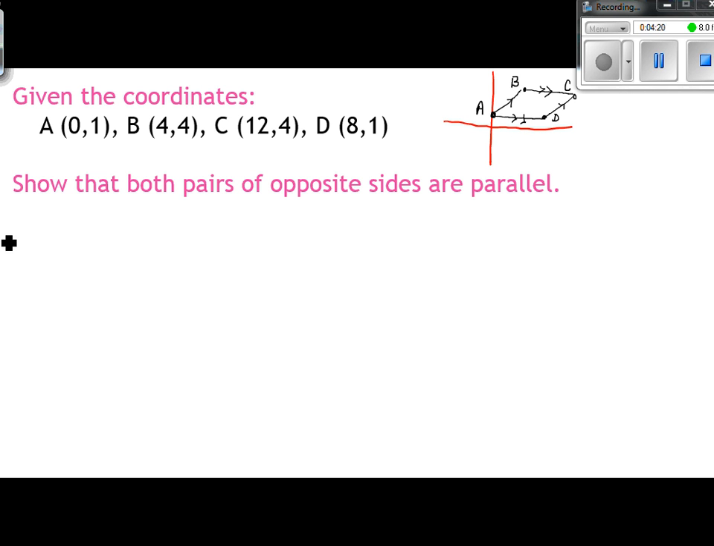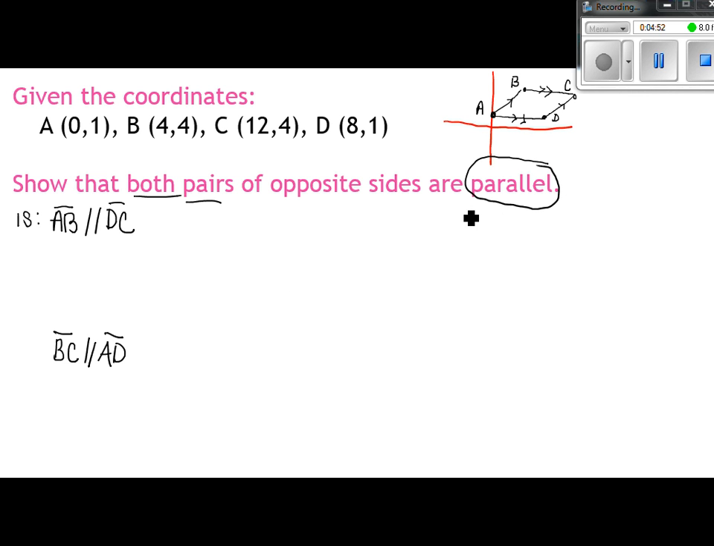So the question that I have is, in fact, is AB parallel to DC? That's the first thing I need to do. Plus, I need to show both pairs, so I also need to show that BC is in fact parallel to AD. I'm going to do this by using the formulas that we know would be associated with parallel. What I associate with parallel is slope, so I need to have the slope formula ready.